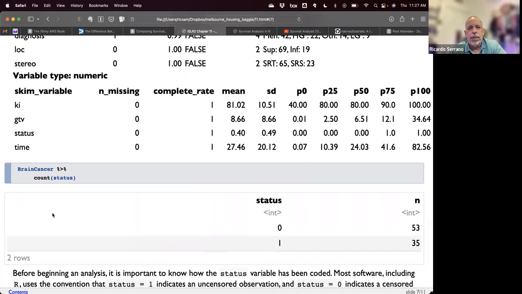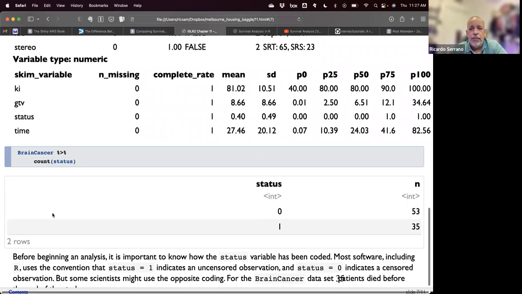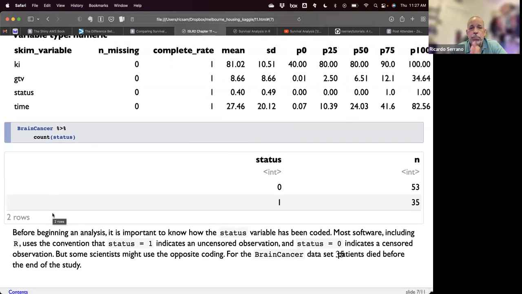So how many in this study survived the study? In this case, if you count the status, the zero means 53. So 53 survived the treatment. And 35 were one, so 35 are the ones that reached the event that we're studying. Good. Okay, so let's continue.